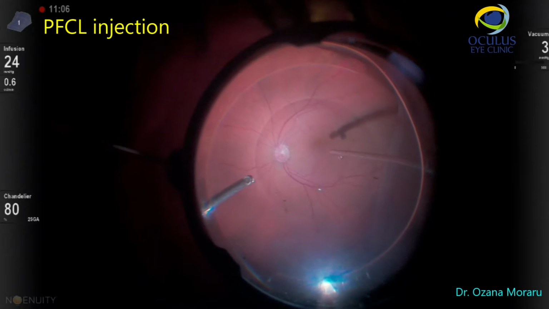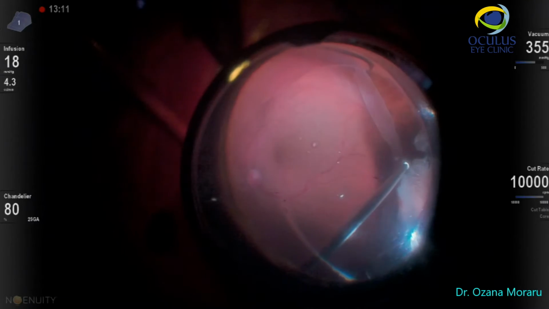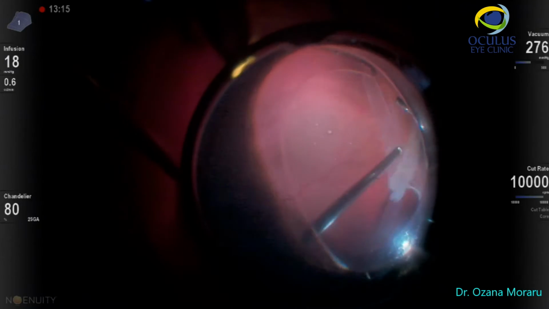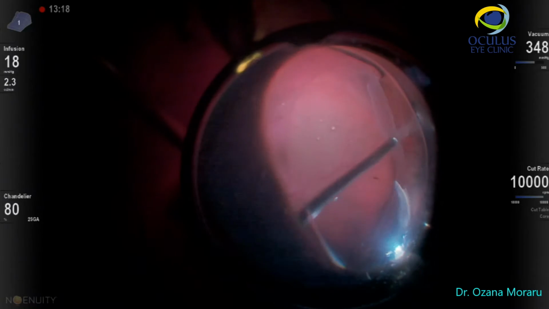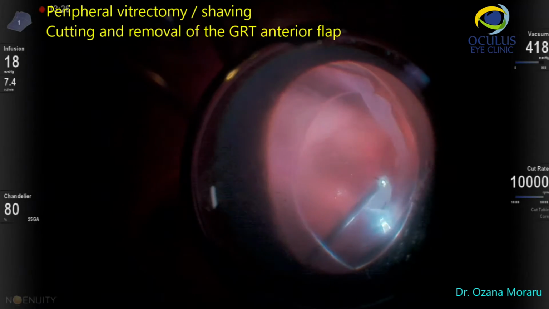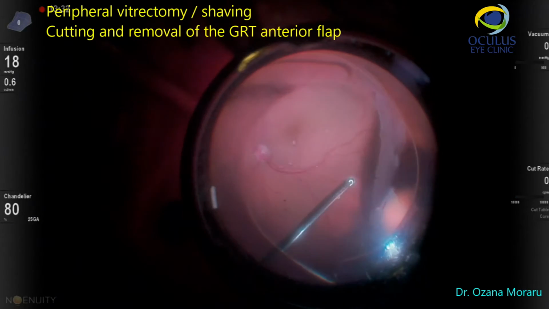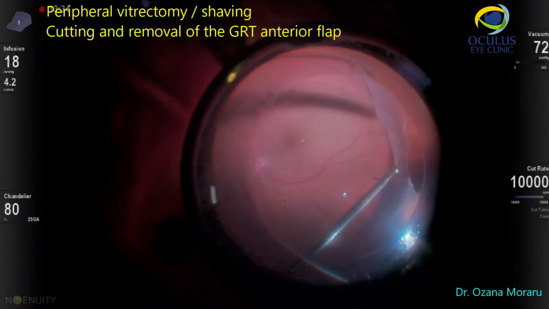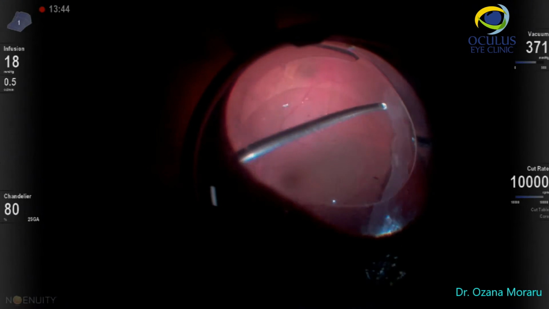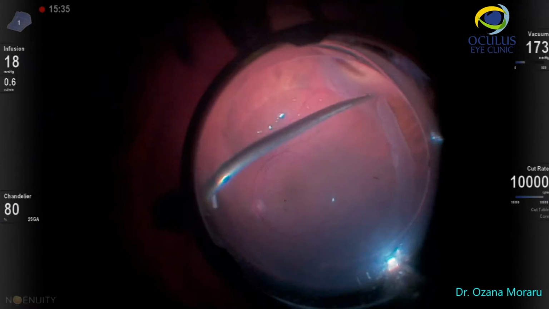We inject perfluorocarbon in order to stabilize the posterior retina. And now we are taking care of the GRT area. We cut and aspirate with the vitrector the anterior margin of the retina in the area of the GRT, so the anterior flap, the anterior margin of the GRT. The PFCL is injected up to a bit lower than the posterior margin of the GRT.